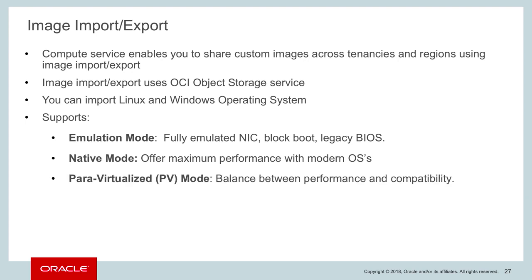The third mode is the para-virtualized, or PV, mode, which minimizes overhead and optimizes performance, allowing new operating systems to take advantage of that. So you have three options when you import an image to OCI and deploy it on the platform.